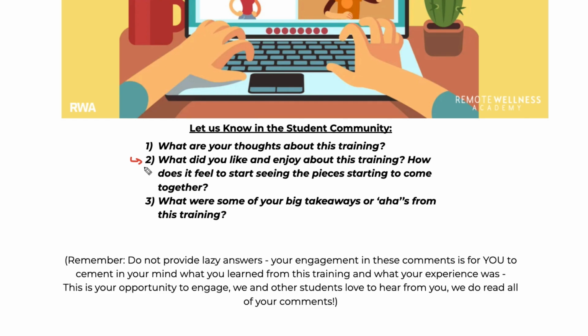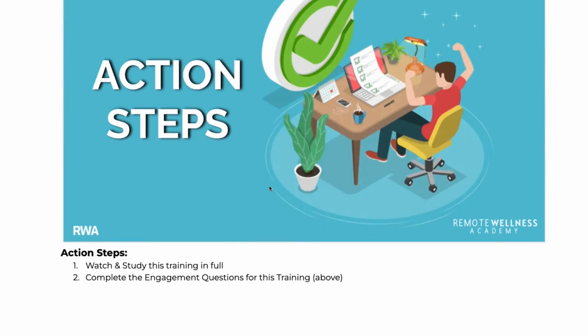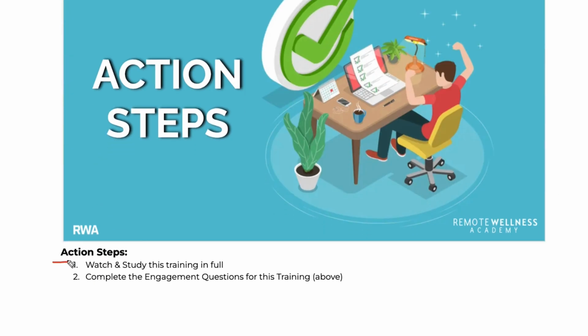Again, just a reminder, don't provide lazy answers. We love to see your engagement and your feedback, what it is that you are getting out of every single training. And then on top of that, really cementing in your mind what were some of your biggest takeaways as well. And then finally, your action steps for this specific training, pretty straightforward. Number 1, watch and study this training in full. Make sure that you do that. And then action step number 2, make sure you complete the engagement questions for this training, the ones that we just talked about above, 3 of them.